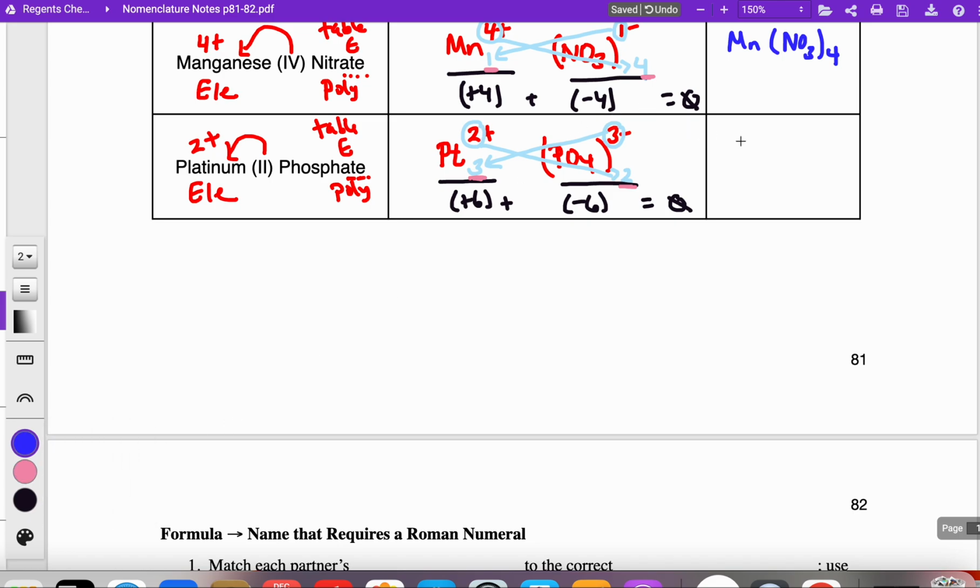So I would write my formula as Pt3, because I need 3 platinums. My anion is PO4, and I need 2 of those to balance out the Pts.